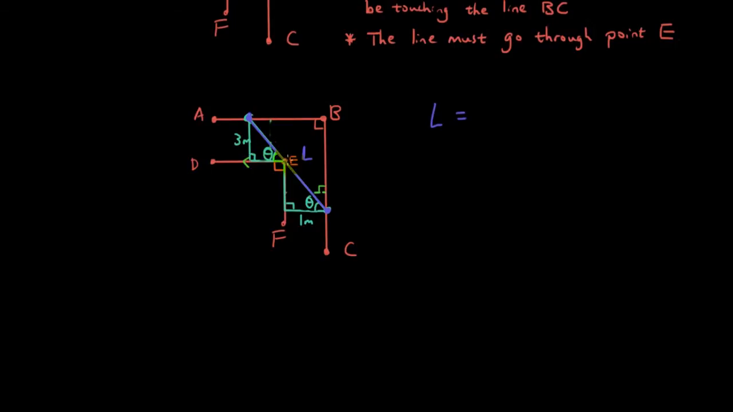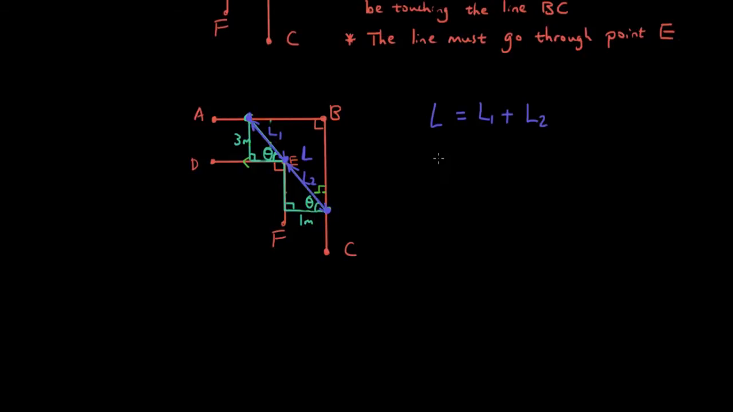let's break it up into two parts. Let's break L up into the length of the top triangle, so let's go from here to here. Let's call that L1. And L2 is from here to here. So L is equal to L1 plus L2, the hypotenuse of both triangles.